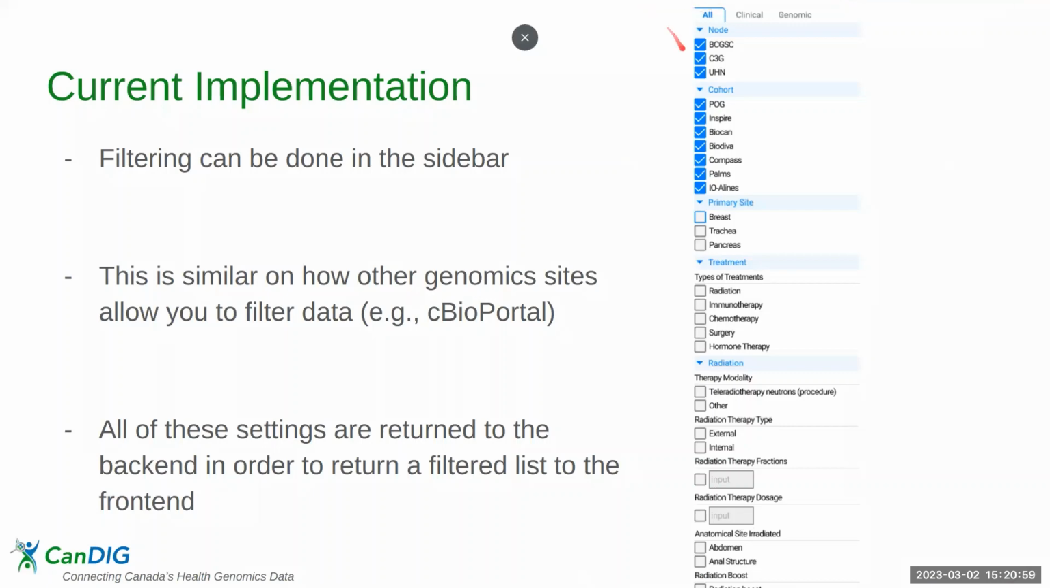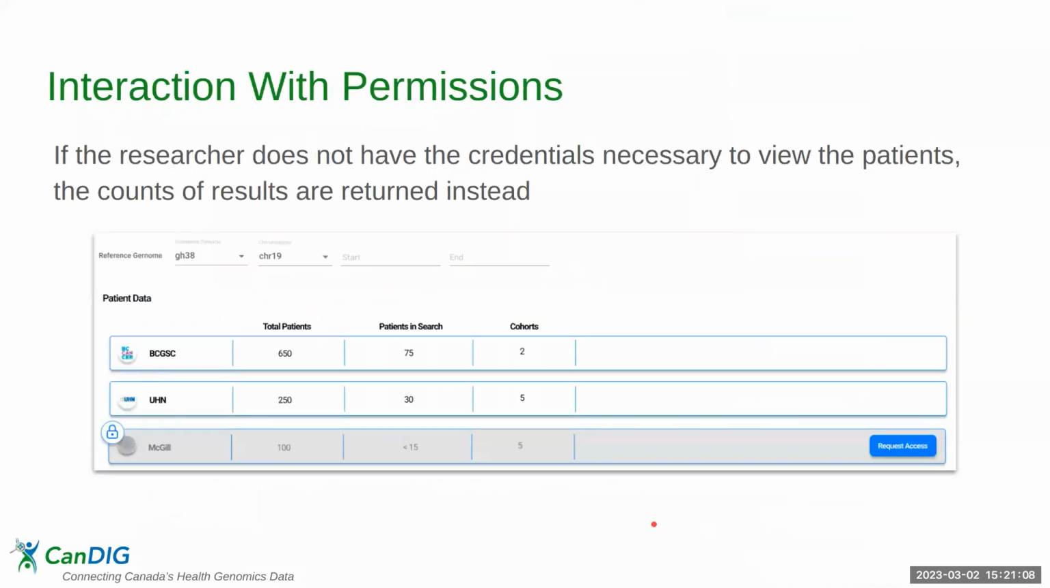You just enter which nodes you're interested in, the cohorts, the primary sites, treatment, etc. Return these to the backend, and out comes a filtered list to your front end. If the researcher does not have the credentials necessary to view these patients, instead you get the counts of results that you would have gotten. And if the counts are too low, then obviously we have to do a little bit of censoring, because otherwise it becomes possible to identify individuals just by curating your search, which would be a leakage of patient information, which is bad.